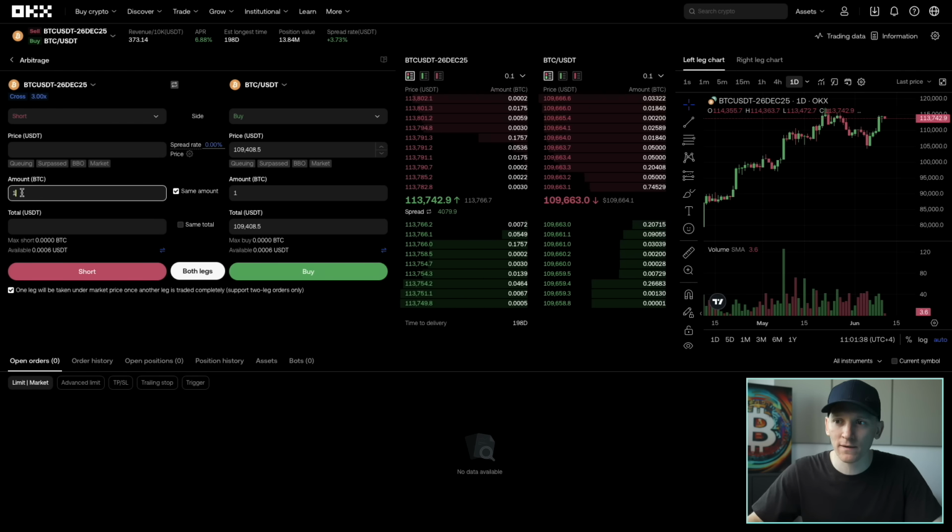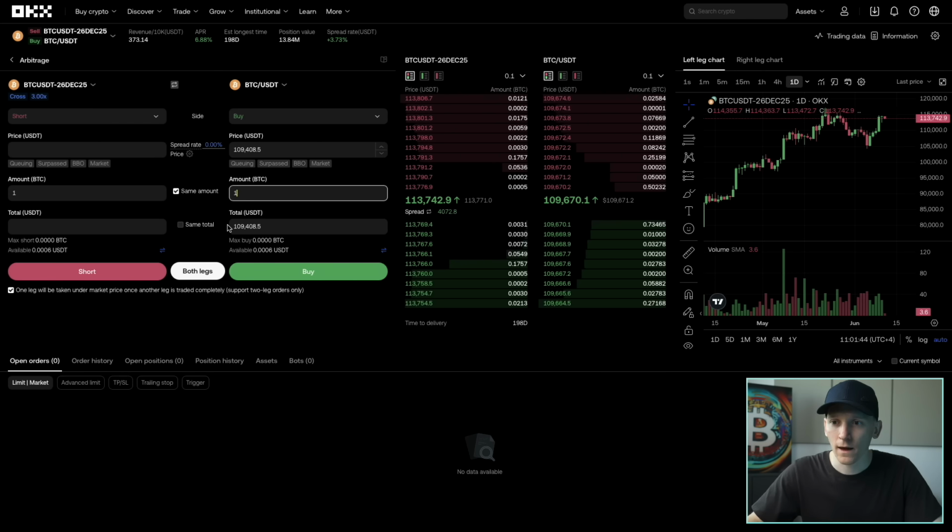Amount on the short is 1 BTC, that's our liability. The amount here long is exactly the same. It has to be exactly the same. What you want to do is also try and trade the exact price that you're seeing here. So you can click this button where it says one leg will be taken under market price once another leg is traded, and that's what you want.